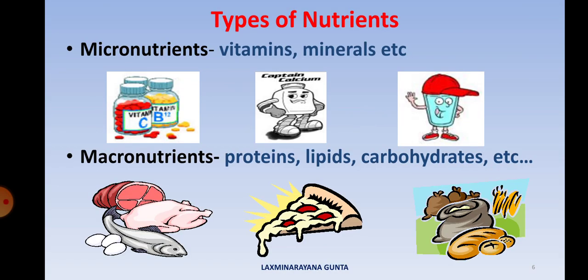Now let us go through these nutrients. There are two types of nutrients, the micronutrients and the macronutrients. Macronutrients are required by our body in larger amounts, whereas micronutrients are required in trace amounts. The macronutrients include proteins, lipids, carbohydrates, etc. Whereas the micronutrients include vitamins and minerals. These vitamins and minerals are necessary to our body in very trace amounts, but they have a key role in our body.